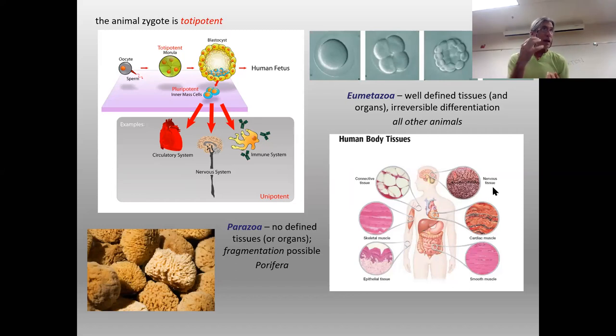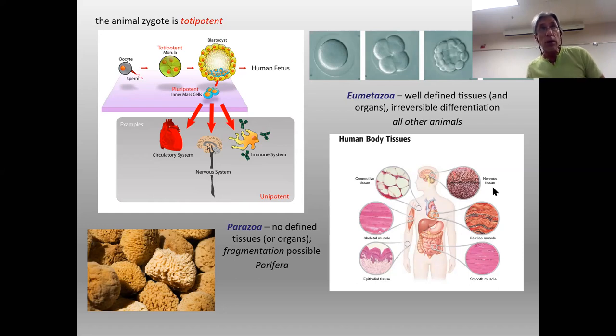And once gastrulation starts and that tube inside of it starts to form, from that point the cells on the inside are going to be pluripotent, which means they can give rise to a bunch of different things, but they can't give rise to all the cells. So now they're beginning to specialize. Once those pluripotent cells, that's where stem cells come in right there, folks.